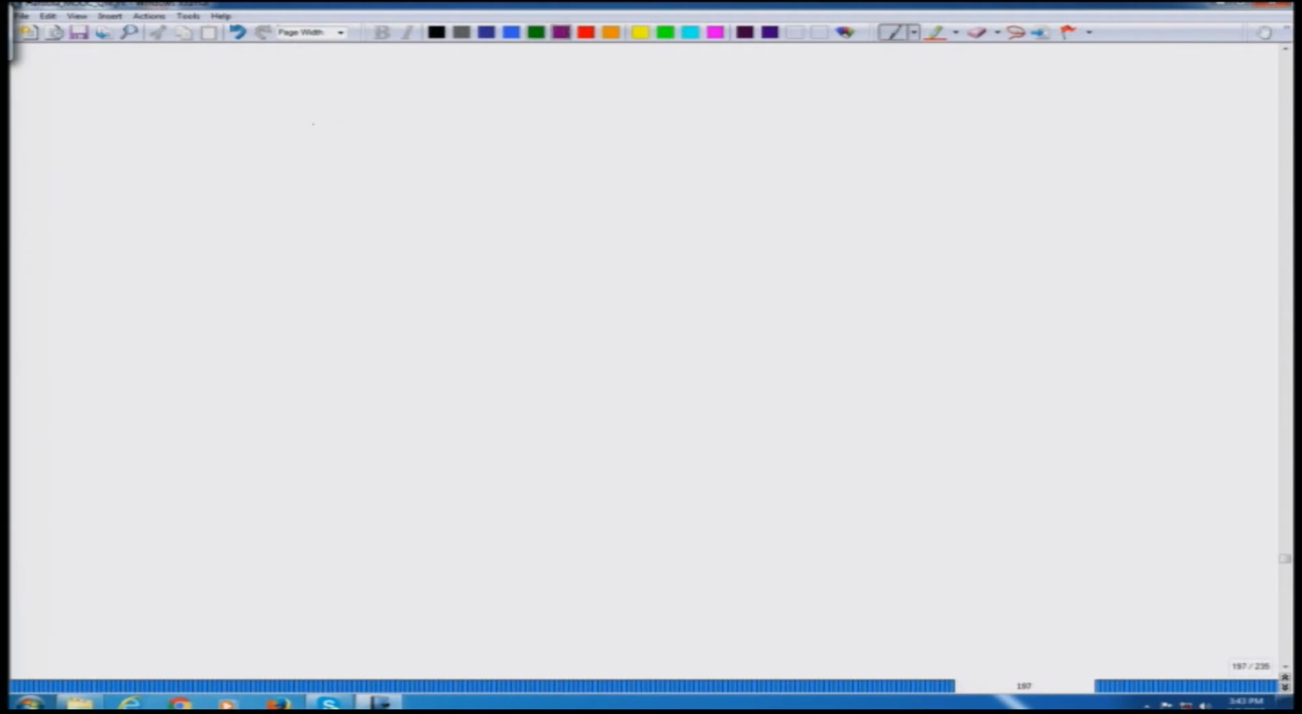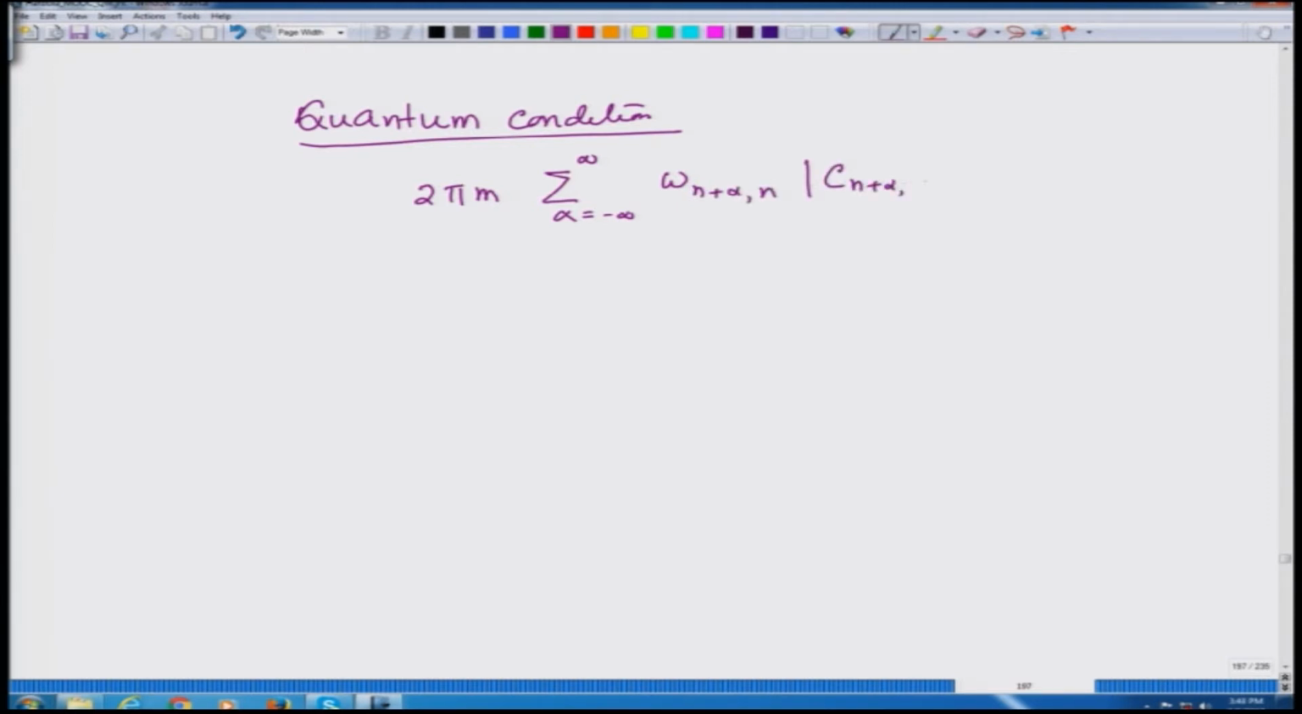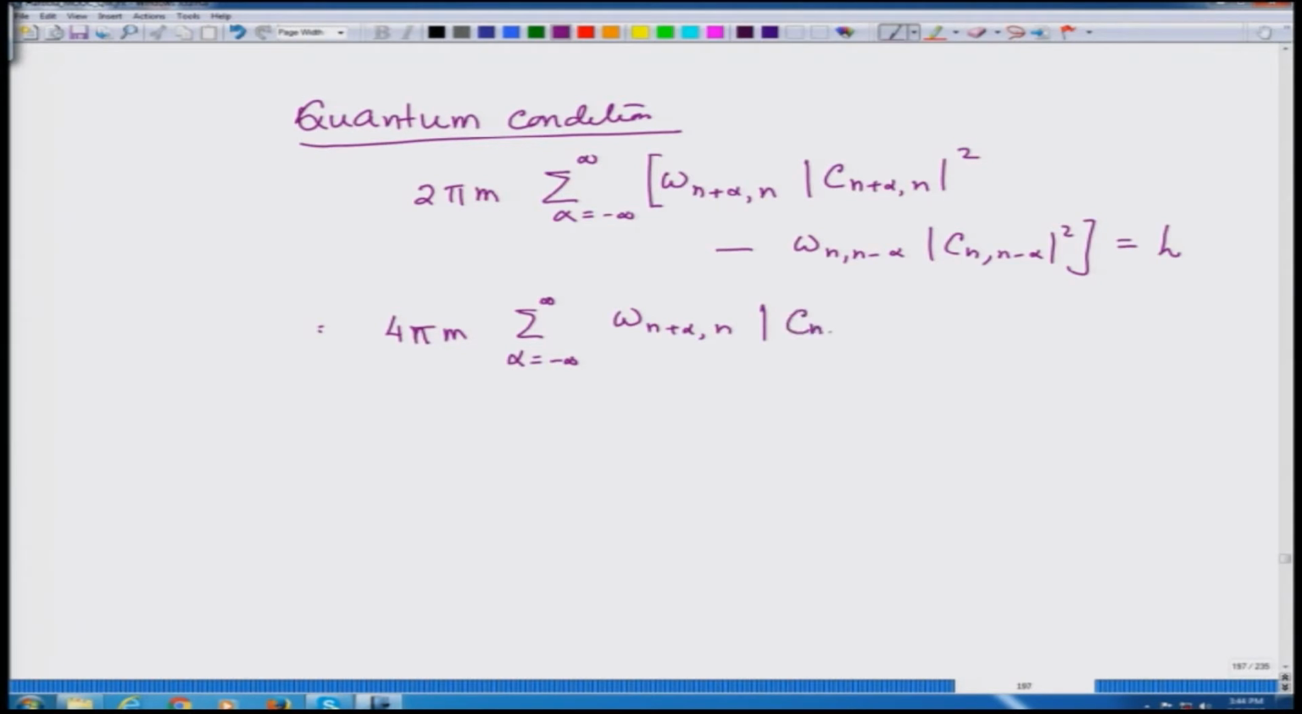and then we obtained the quantum condition which said that 2 pi m summation of alpha equals minus infinity to infinity, omega n plus alpha n modulus C n plus alpha n square minus omega n n minus alpha mod of C n n minus alpha square is equal to h, and then we also express this as 4 pi m summation of alpha equals minus infinity to infinity omega n plus alpha n mod C n plus alpha n square equals h.